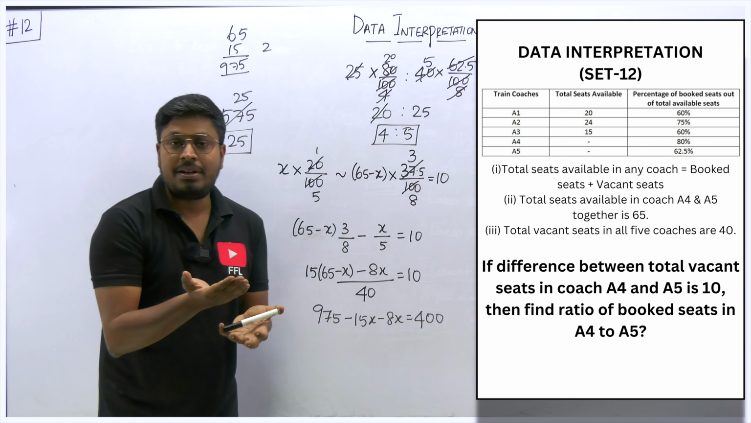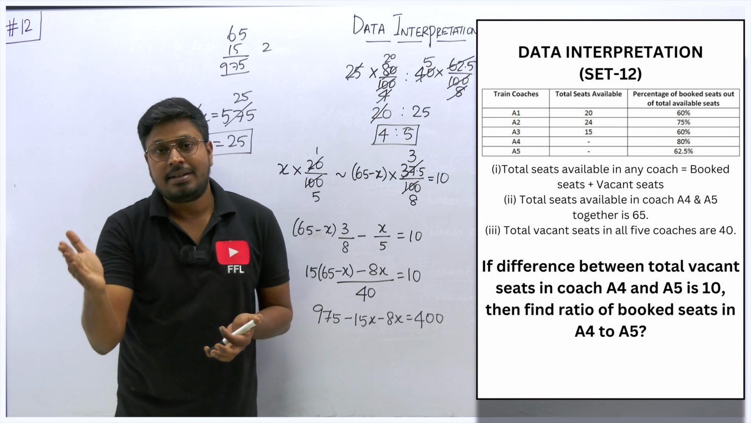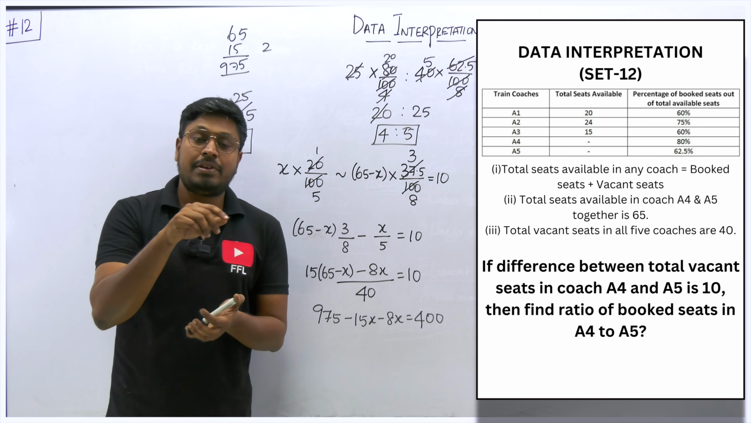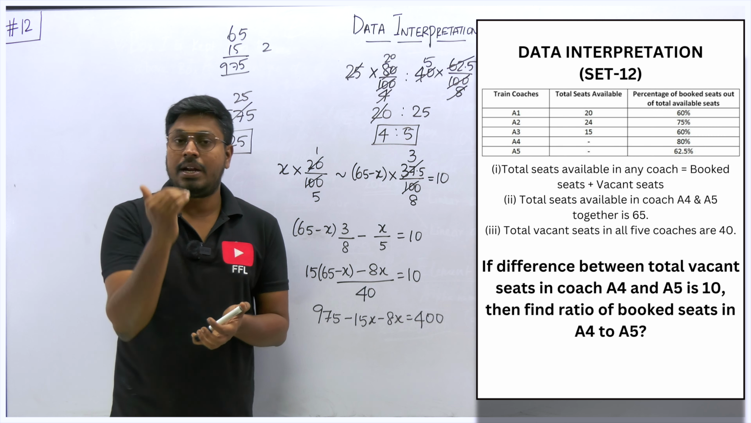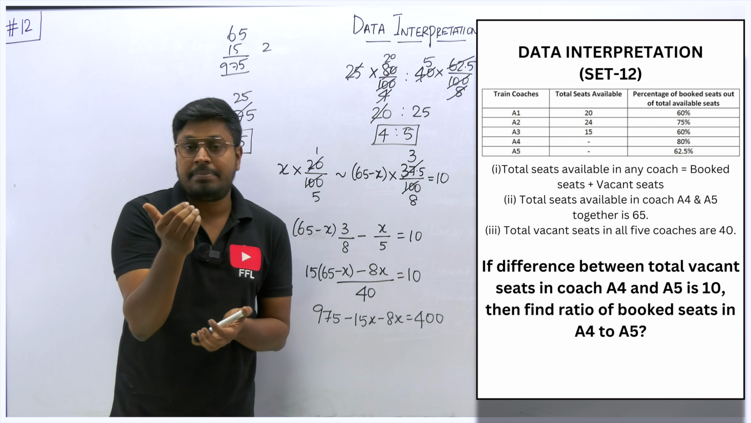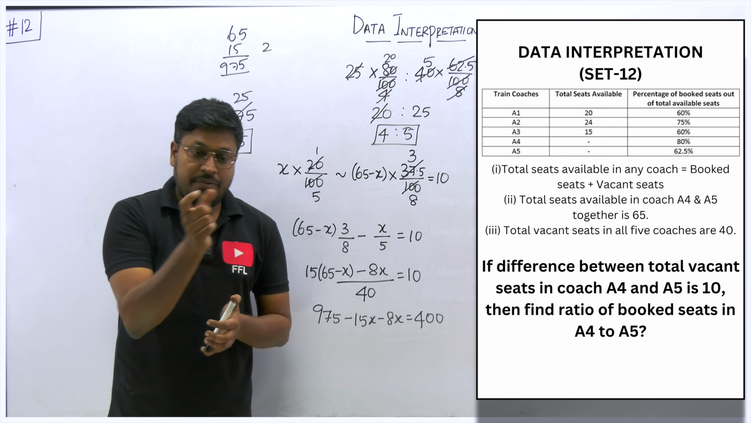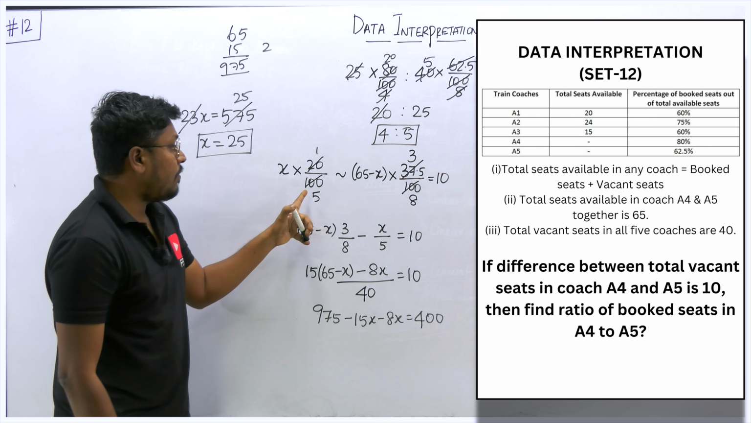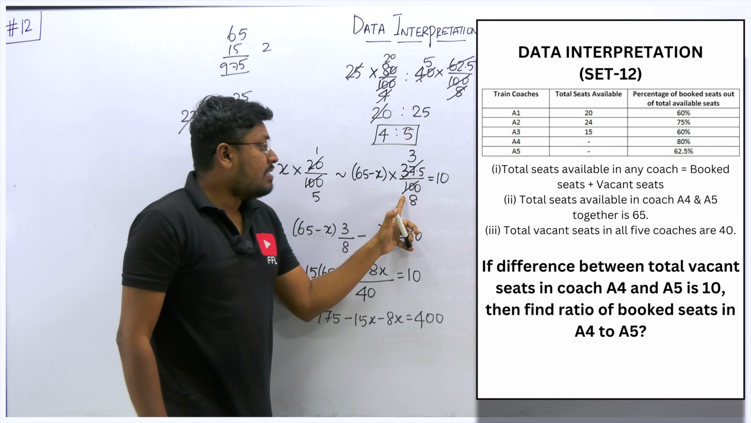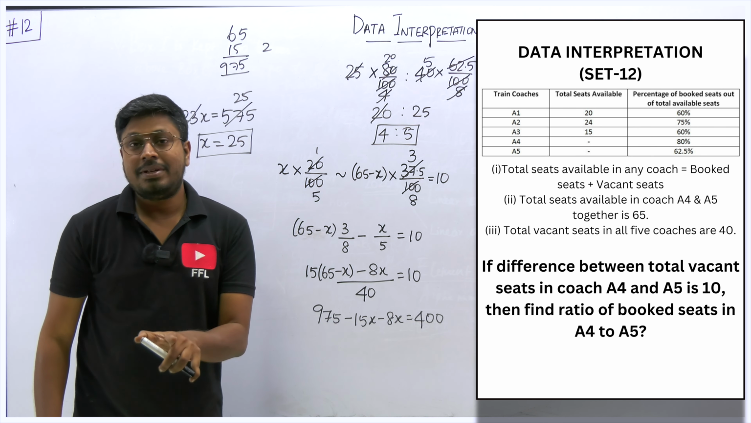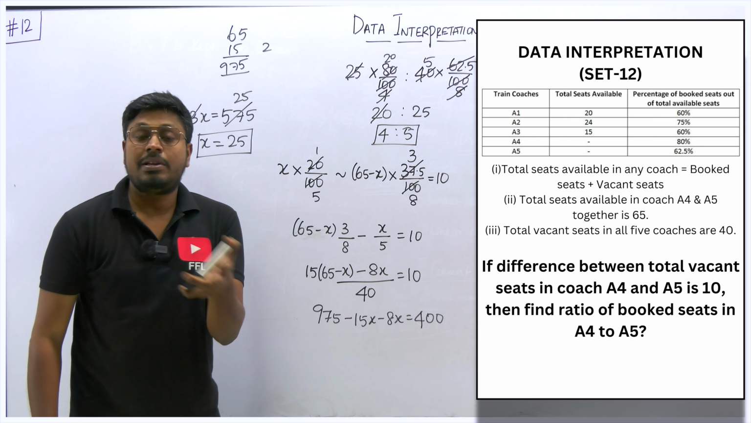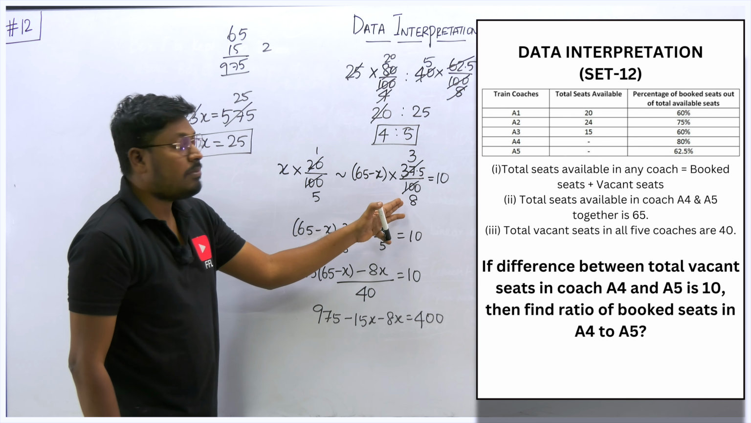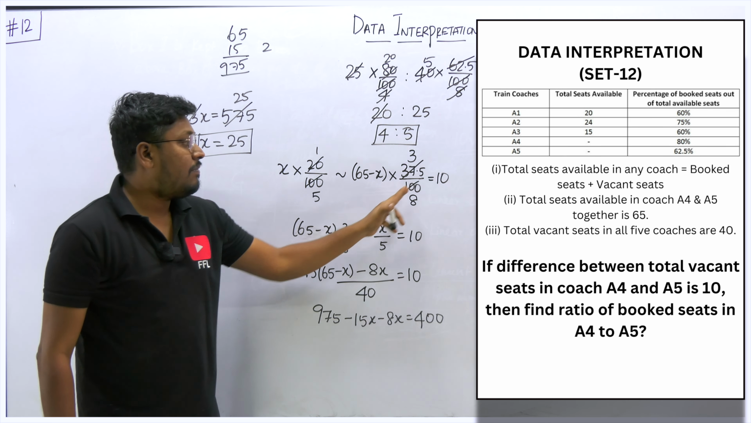If 2 values are not given, but the total has been given, we have to consider like this. If one value is x, then the remaining 65 minus x will be the other value. And they have given the difference for the vacant seat of A4 and A5. But we know the booked seat percentage. 80 percentage is the booked seat. So if 80 percentage is booked out of 100, then remaining 20 will be the vacant. So only I have found the vacant 20. And similarly here, 62.5 is the total booked seat on A5. So if we need to find the vacant, out of 100, if 62.5 is booked, then remaining 37.5 percent of total number of seats are vacant. So 37.5 is equal to 10.